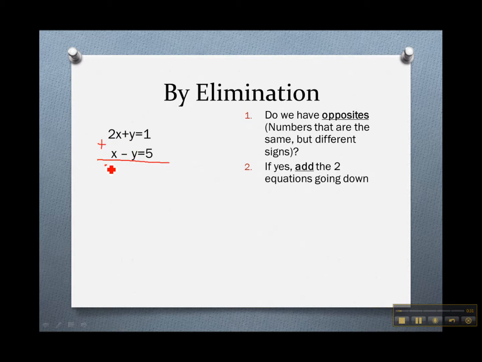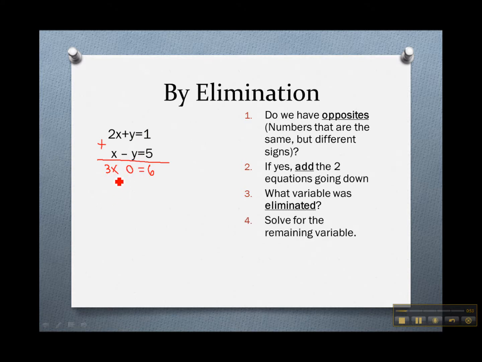And 2x plus x is 3x. Y plus a negative y is the same as doing y minus y, which is just 0. And 1 plus 5 is 6. What variable was eliminated? Remember, this is elimination, so one variable should always be eliminated. My y was eliminated. So now I'm going to solve for the remaining one, which is x. So I'm going to say 3x equals 6 because I don't do anything with the 0. Divide both sides by 3. So this cancels, and you get that x equals 2 because 6 divided by 3 is 2.